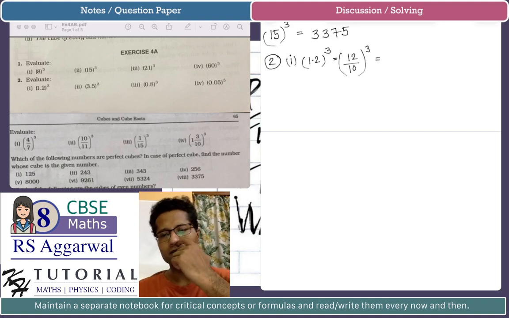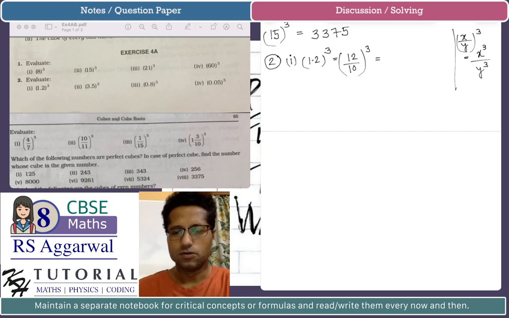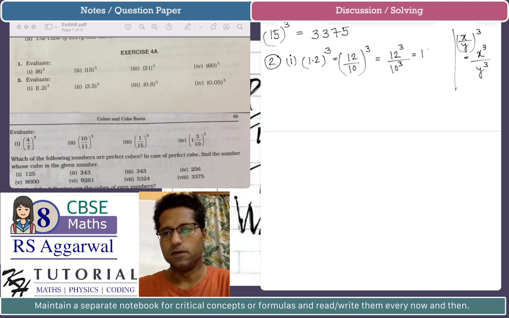Now we know that 12 by 10 is a rational number. We know that the cube of a rational number x by y, as per the laws of exponents, will be the cube of the numerator divided by the cube of the denominator, x cube by y cube. So 12 by 10 cube will be 12 cube divided by 10 cube. Now what is 12 cube? 12 square is 144 multiplied by 12, and 10 cube is 1000.